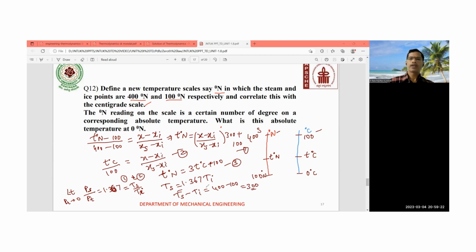Then substituting Ts and Ti with these two relations, you will get the Ti value as 820 degree N, and the steam point value as 1120 degree N, 1100 degree N.